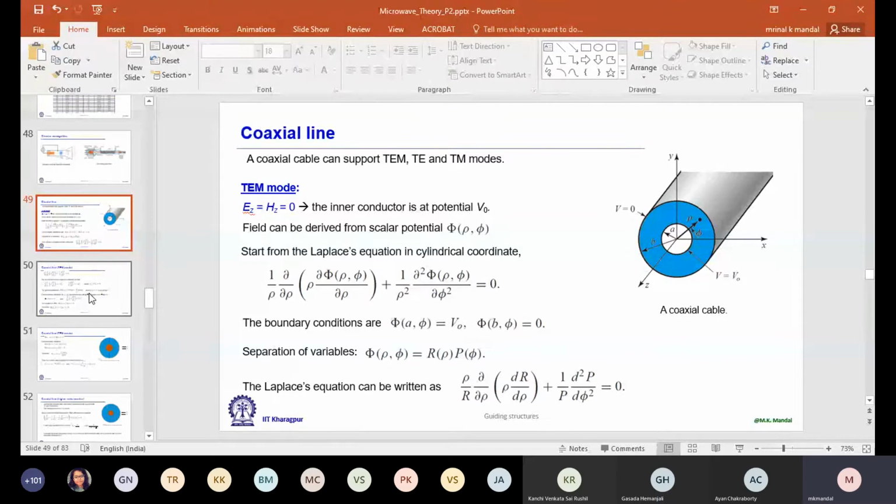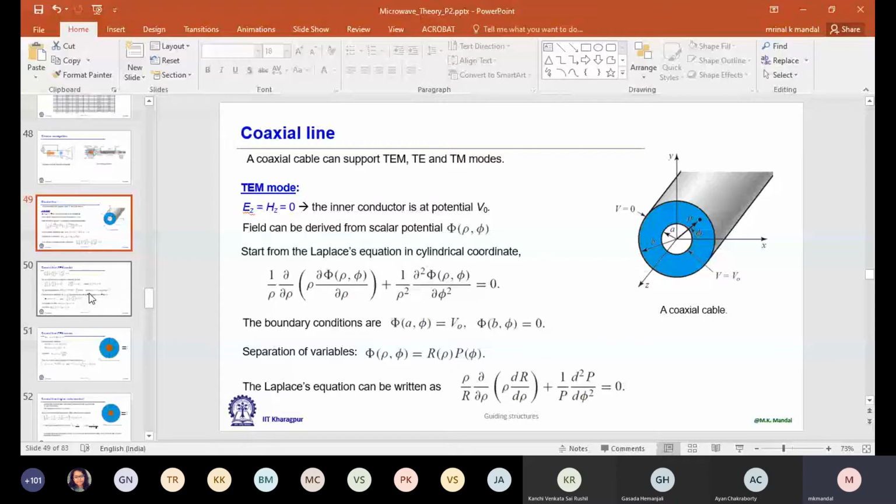Well, now for the TEM mode, what is the analysis step? We can't use the reduced form of the wave equations. Why? You recall, the reduced form of the wave equation is represented in terms of Ez and Hz, but here it is TEM. So in the direction of propagation, we don't have any electric field or magnetic field components. So in this case, how do we proceed? We start with the Laplace equation. We will do the same thing here, but now it is in circular geometry. So we have rho, phi, and z.